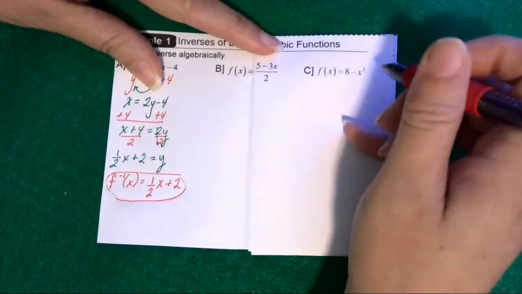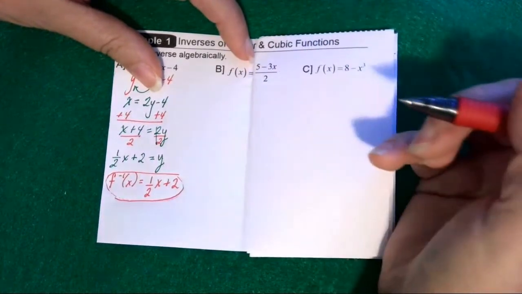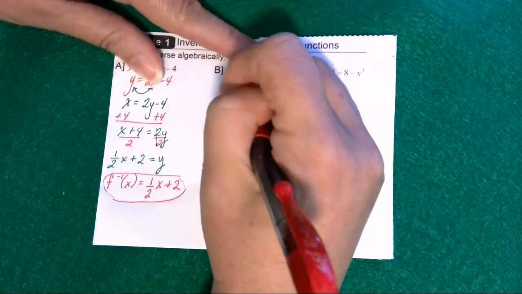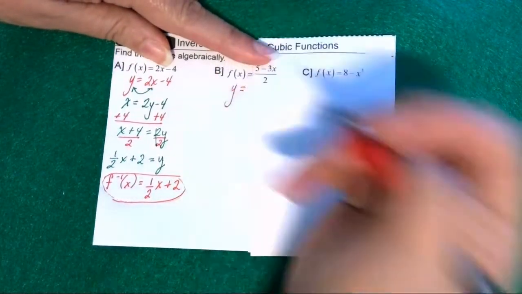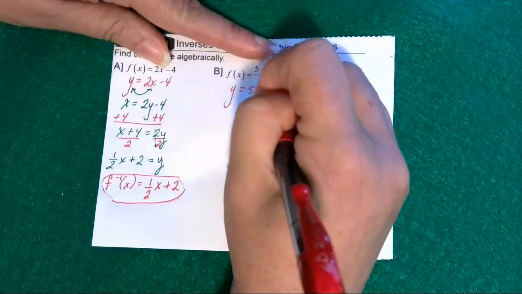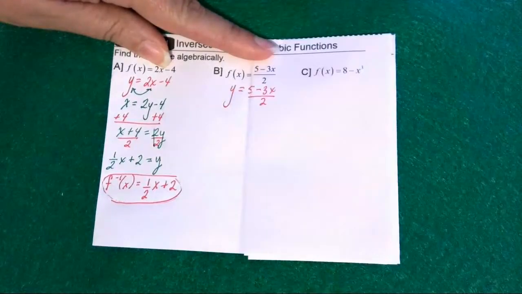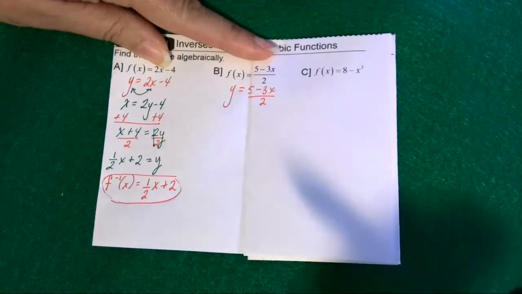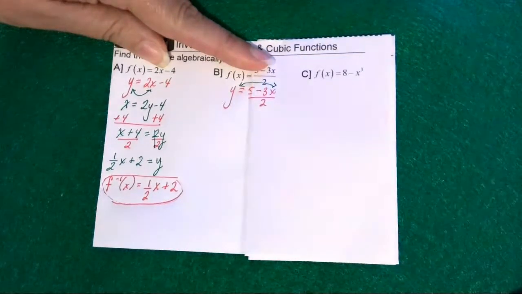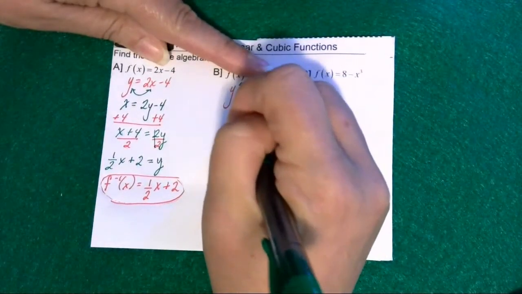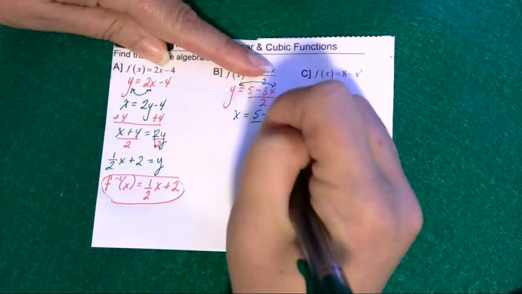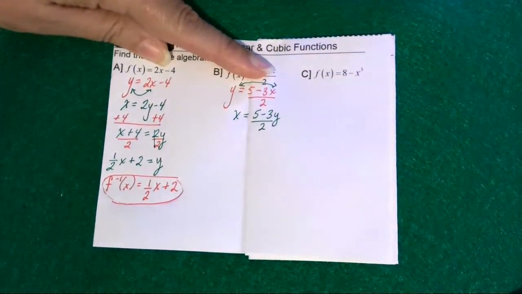Okay, so in example B, it passes the horizontal line test. So I'm going to go ahead and replace my inverse notation with y equals. So y equals 5 minus 3x, all divided by 2. Okay, then my next step is to switch the x and the y, and that will give me x equals 5 minus 3 times y, all divided by 2.